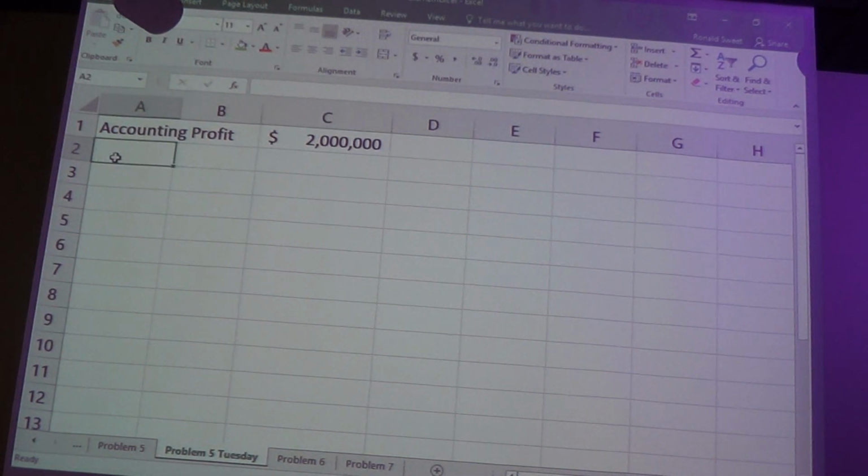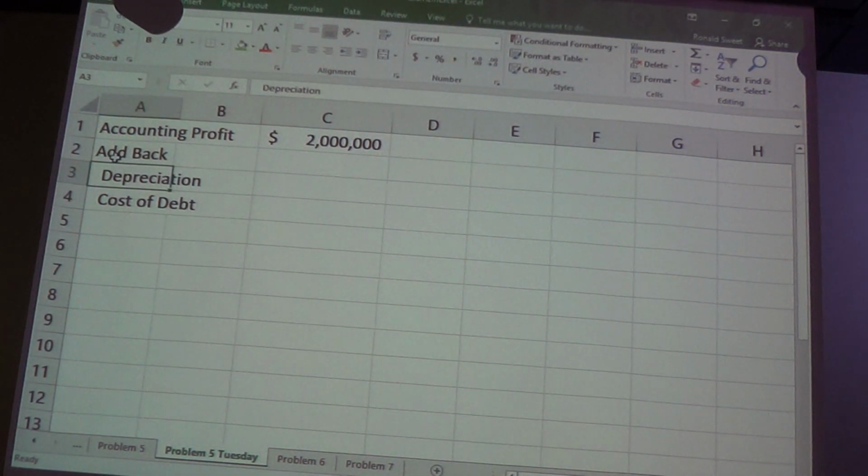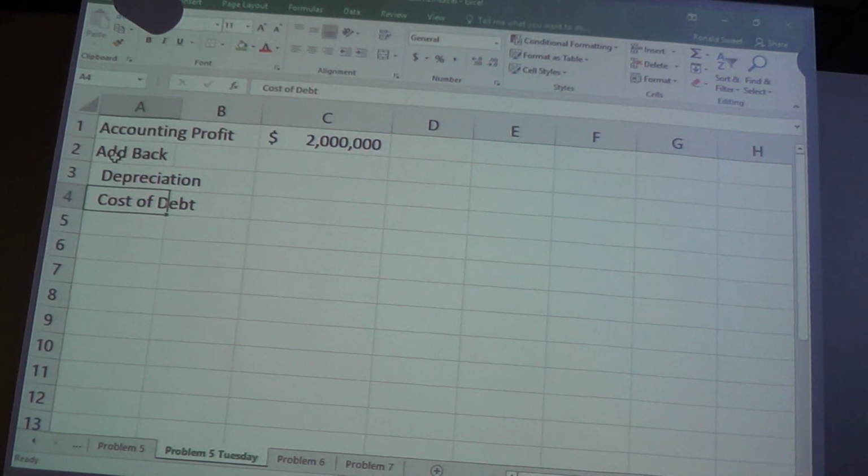So how do we get from accounting profit to EVA? For our purposes, we're only going to add 2 things back: depreciation and cost of debt. Why depreciation? Because it's a non-cash, non-economic charge. It's kind of just a rational allocation over time. We add back the cost of debt because we want to separate cost of debt and put it in cost of equity as part of cost of capital.